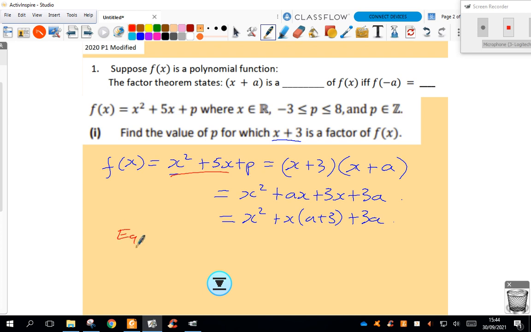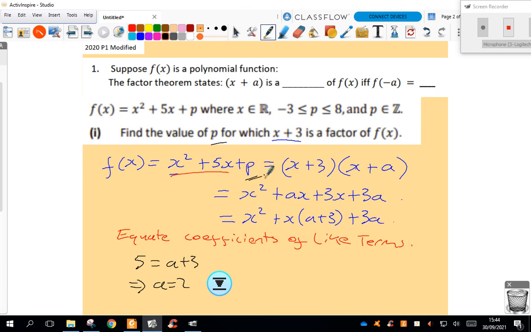So what we're going to look at here is if this is equal to this always, well then what we're going to do is we're going to just equate the coefficients of like terms. So 5 would have to be equal to a plus 3, which would mean a would have to equal to 2. Okay, of course we weren't asked to find a, we were asked to find p. So p is the term independent of x there. So p is equal to 3a. And if a is equal to 2, that's 3 times 2, which is 6. Okay, so that's another kind of approach.